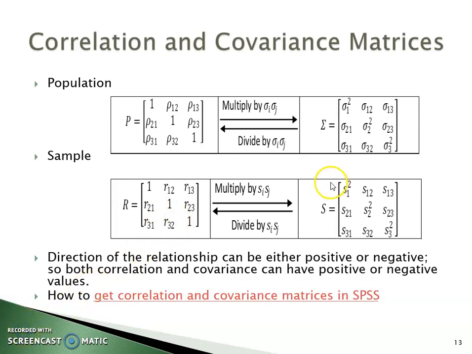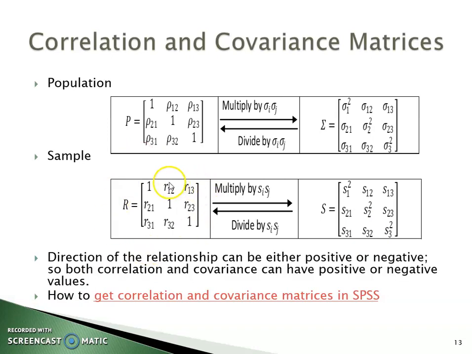Similarly, imagine you have x1, x2, and x3 here and here as well. You can tell this is the covariance between x1 and x2, covariance between x1 and x3, covariance between x2 and x3.